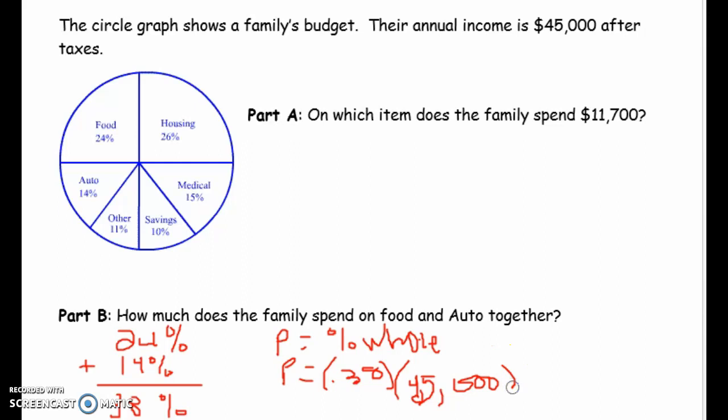Okay, take your calculator and multiply the two for me. You should get 17,100, I hope, if I did it right. Okay. We're going to scroll down.